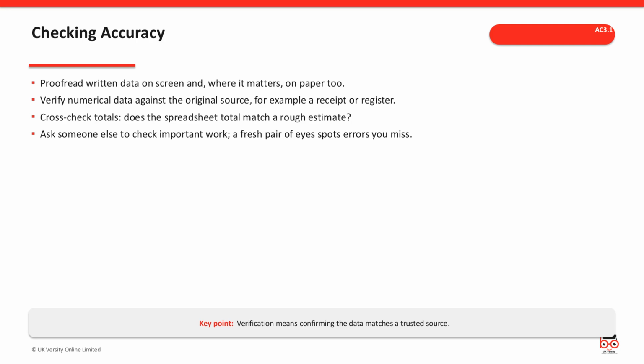Checking your work deserves its own moment. Proofread written data on screen, and where it really matters, on paper too, because errors hide differently in print. Verify numbers against the original source, a receipt or a register, and cross-check totals against a rough mental estimate. Does the spreadsheet's answer even look right? For anything important, ask someone else to cast an eye over it. A fresh pair of eyes catches what yours have started skipping past.